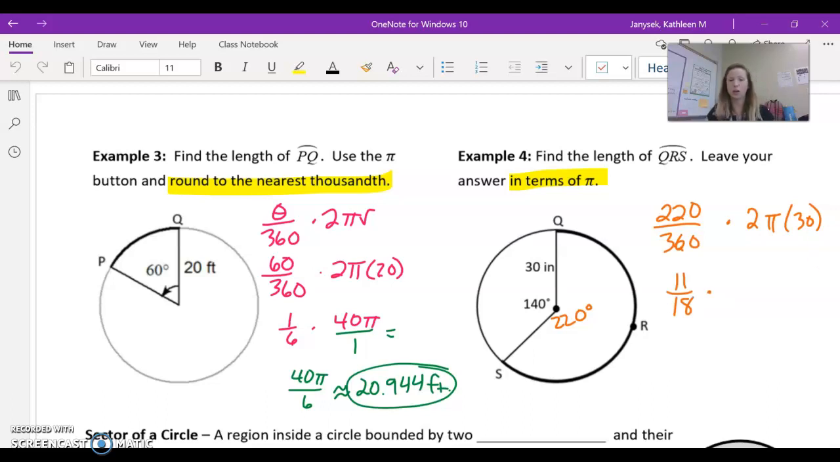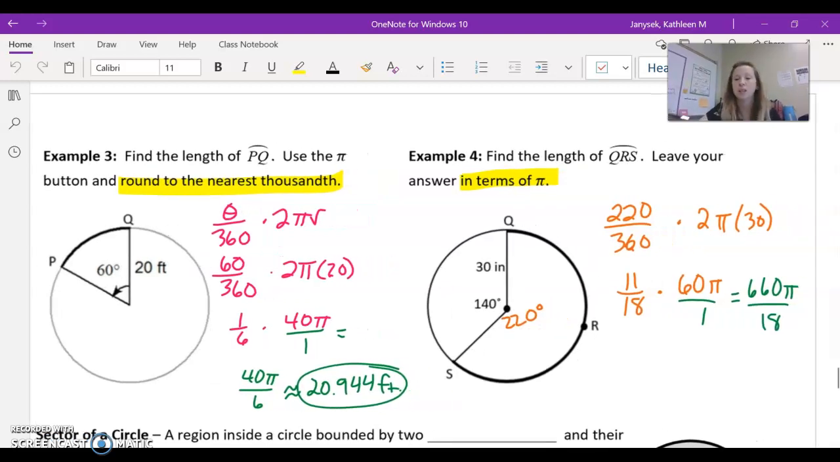And then 2 times 30 is 60, so 60 pi. Now remember, put a 1 under it, multiply the tops and multiply the bottoms. So first we're going to do 11 times 60. We get 660 pi, and then 18 times 1 is 18. This one does not want it as a decimal. It wants you to leave it in terms of pi, but you should reduce and see if it reduces or not.